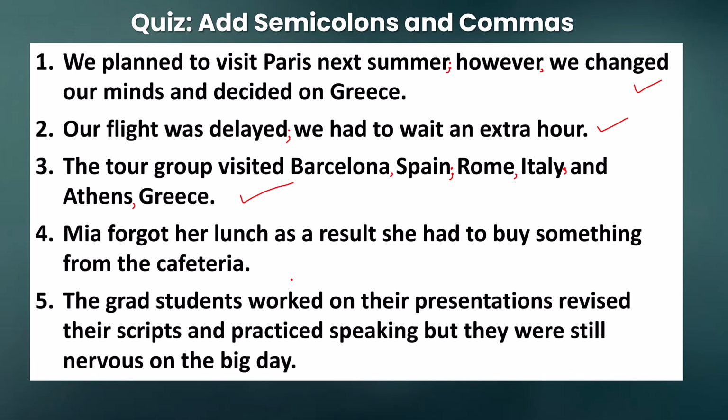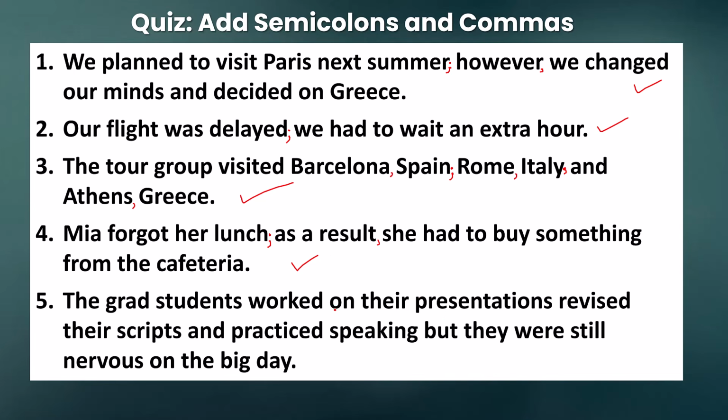So in number 4, we want to add a semicolon after lunch. Mia forgot her lunch, semicolon, and then a space. As a result, comma, she had to buy something from the cafeteria. As a result is a transitional phrase that is connecting these two independent clauses. So we have a comma after the transitional phrase and a semicolon after the first independent clause. Now this is correct. So now let's look at number 5.